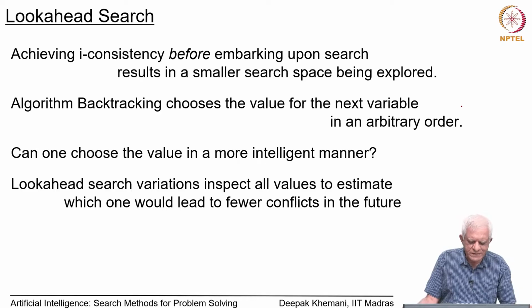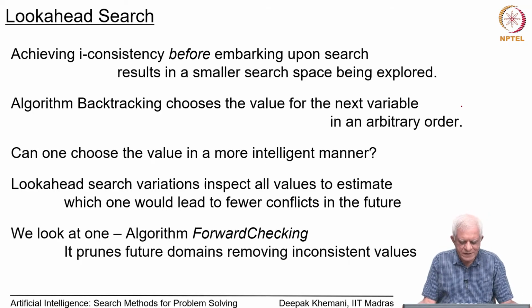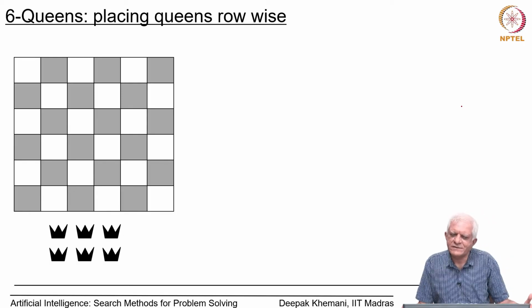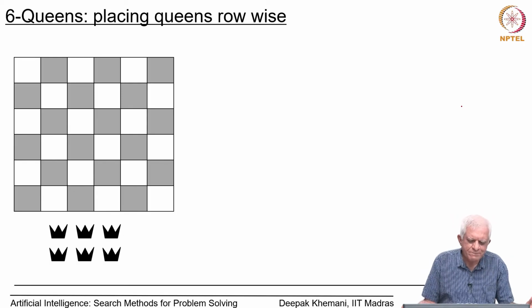So, look-ahead search, there are variations to this. Inspect all values to estimate which one would lead to fewer conflicts in the future. We look at one such algorithm which is called forward checking. It prunes future domains, removing inconsistent values as it goes along. So, we will illustrate this idea first with this n queens problem.